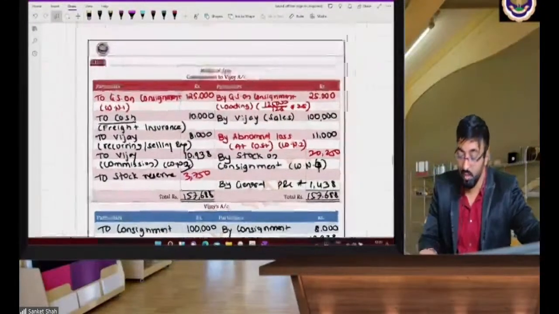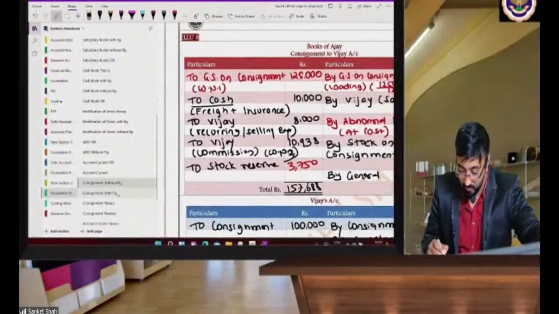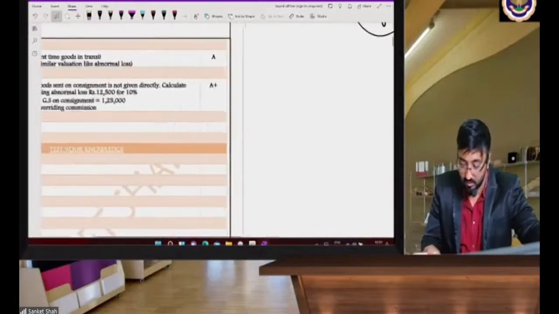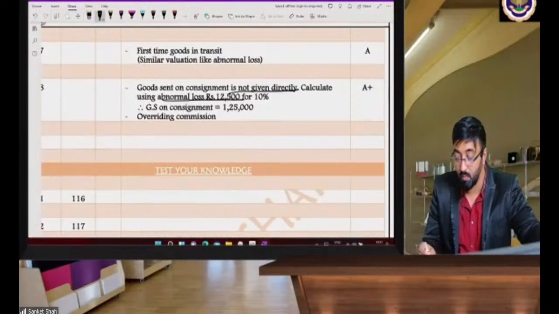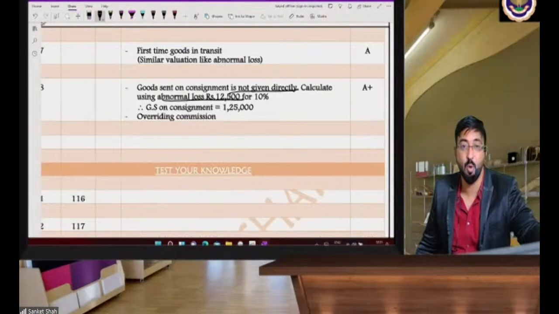What is new in this concept? What is new in this question? Goods sent on consignment is not given directly, calculate using abnormal loss, and overriding commission is new. So these are A plus category problems.